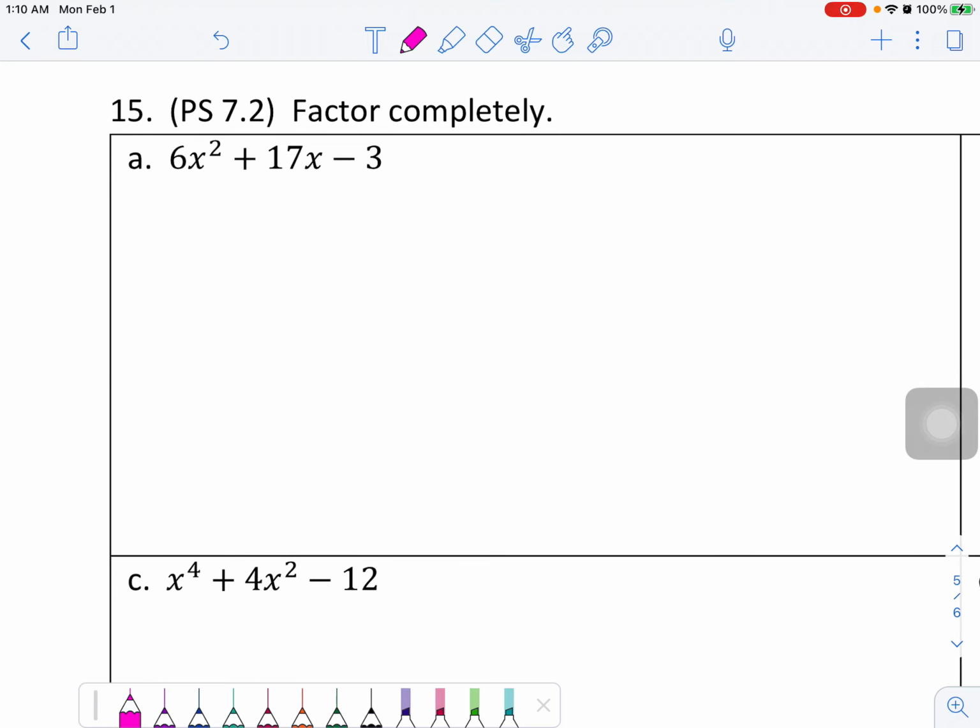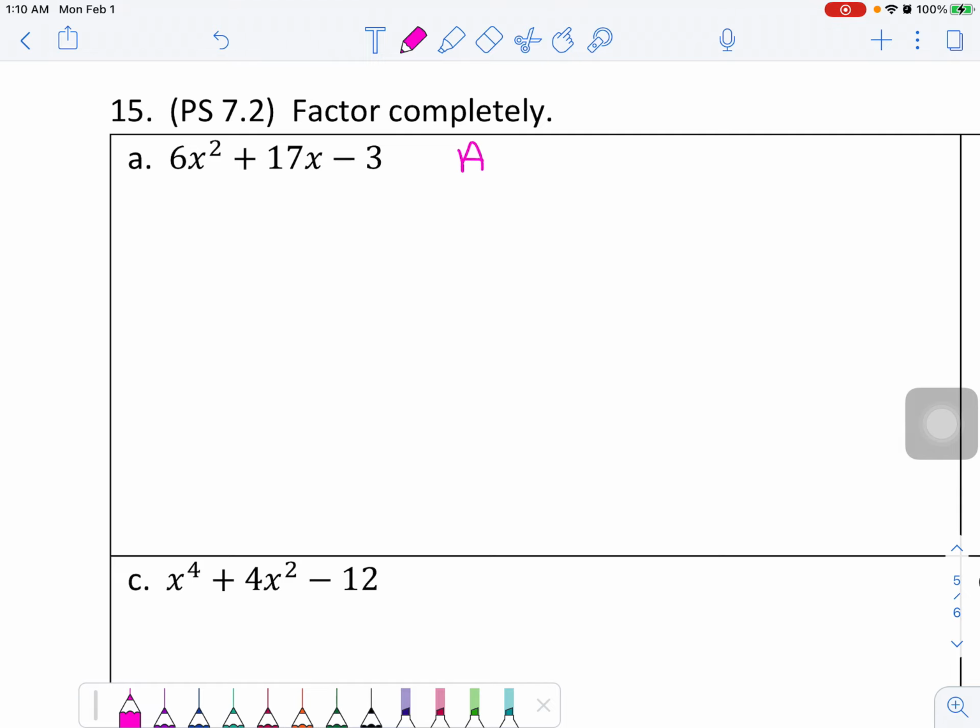Part A, I would actually normally do this as a factor by guess and check. I'll go ahead and show the process of doing the AC method for any of you who prefer that one. If you do guess and check, just kind of skip forward a little bit until you can check the answer.